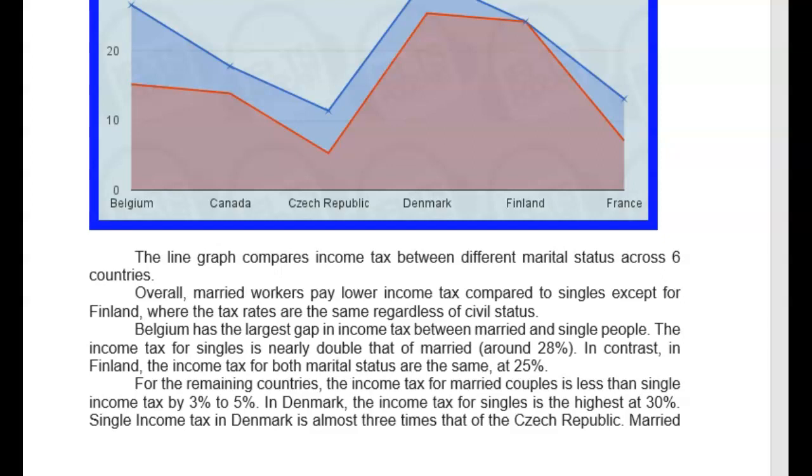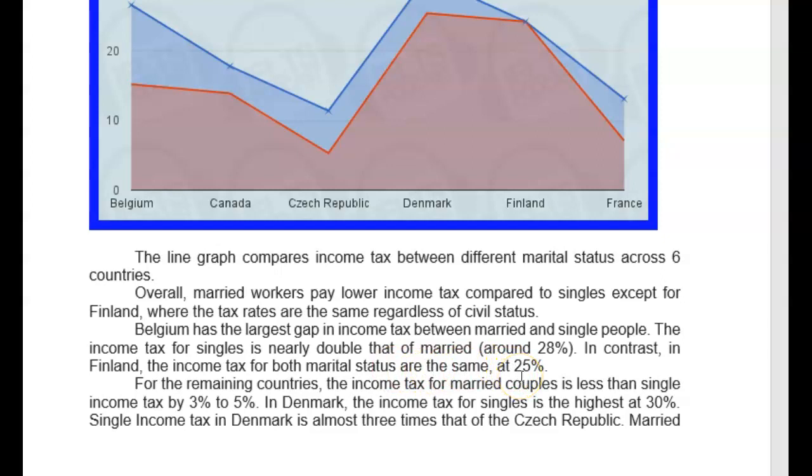Income tax between married and single people. The income tax for singles is nearly double that of married, around 20%. Okay, 28%. In contrast, the income tax for both married and single people in Finland is the same at 25%.